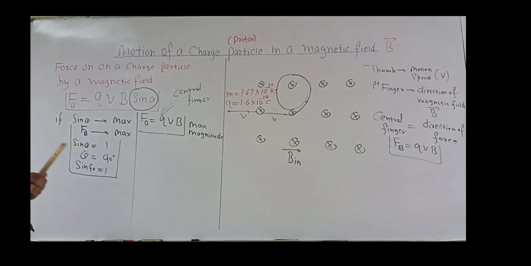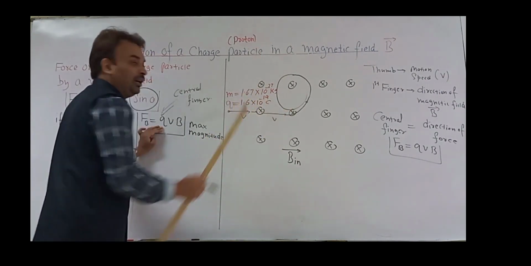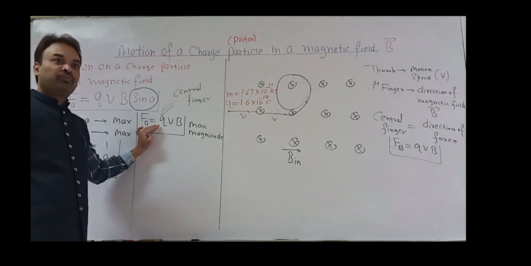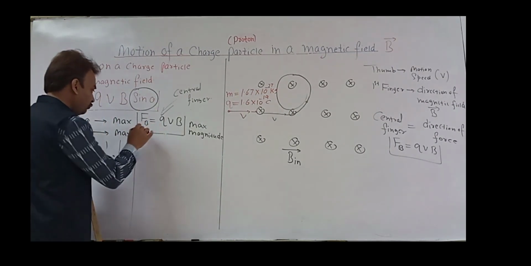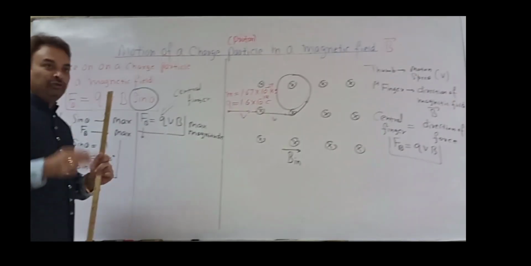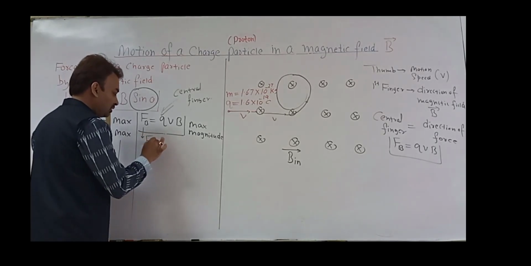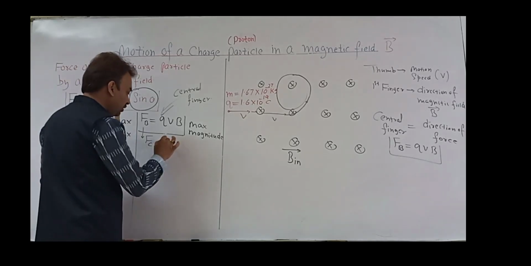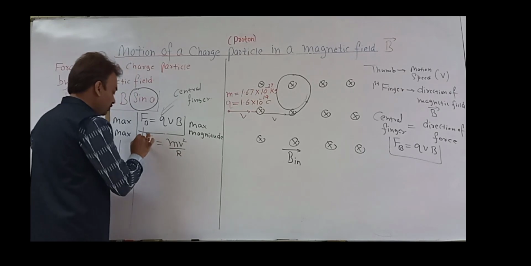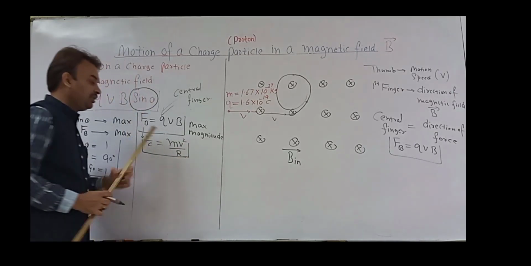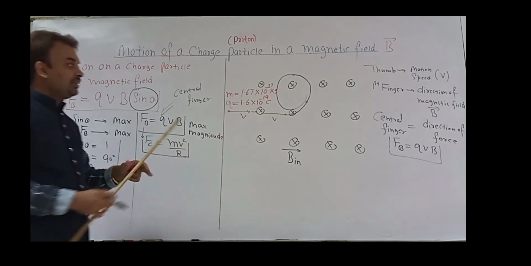But before the radius, you see this force is trying to move the particle in a circular path. It means this force is a type of centripetal force, right? So this force is behaving like a centripetal force, and centripetal force can be written as mv squared upon r. So this is the centripetal force, where m is the mass of the charged particle, v is the speed of the charged particle, and r is the radius.